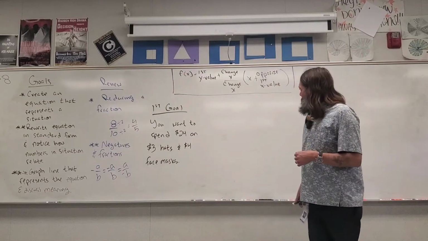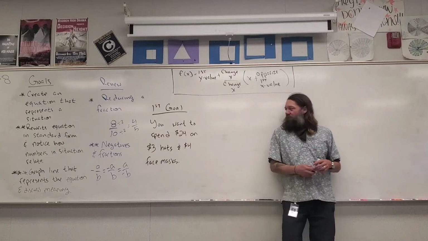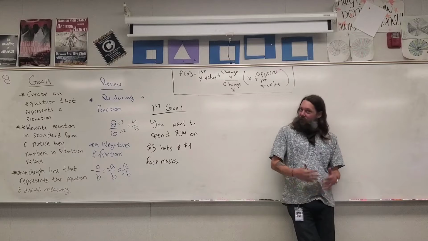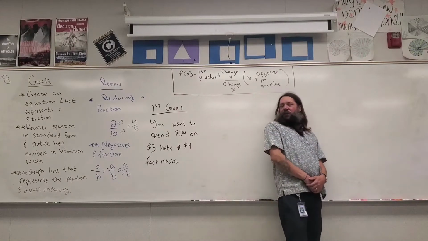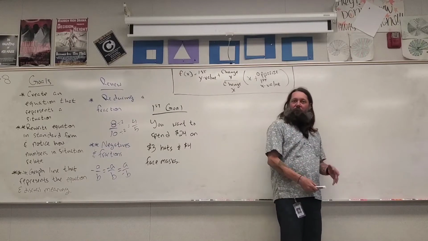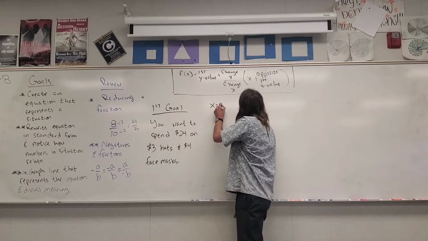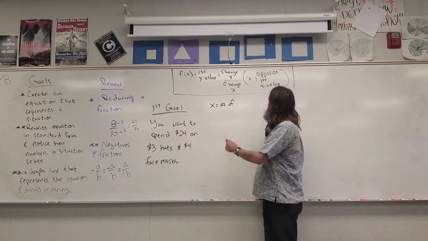All right, let's go ahead and move into our first goal. Our first goal is you want to spend $24 on $3 hats and $4 face masks. You're going to spend $24. So what we can do is think about, first of all, who we want X to be and who we want Y to be. So I'm going to let X equal the number of $3 hats.